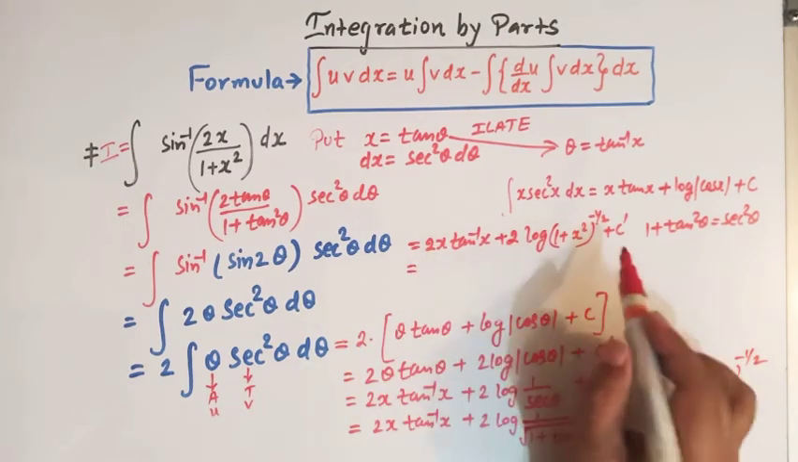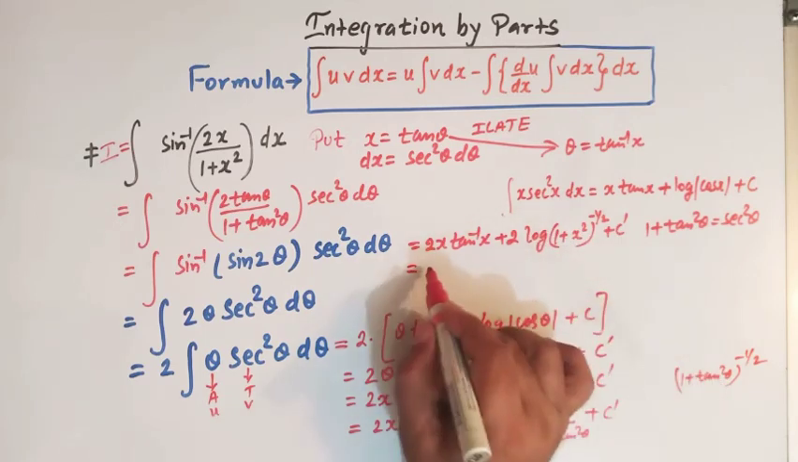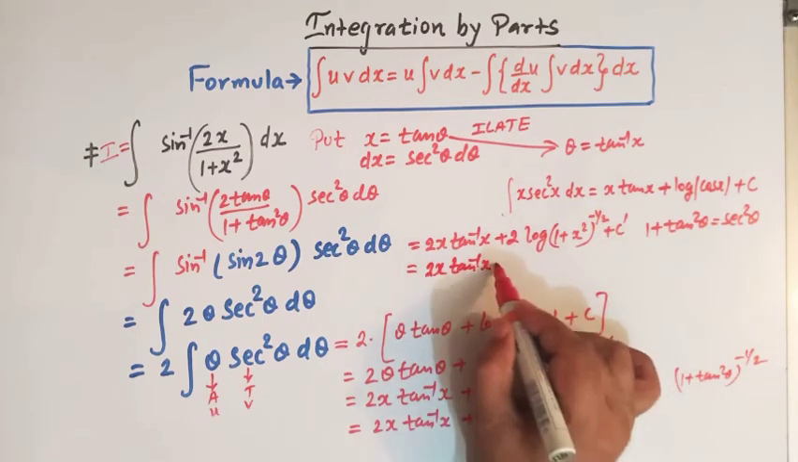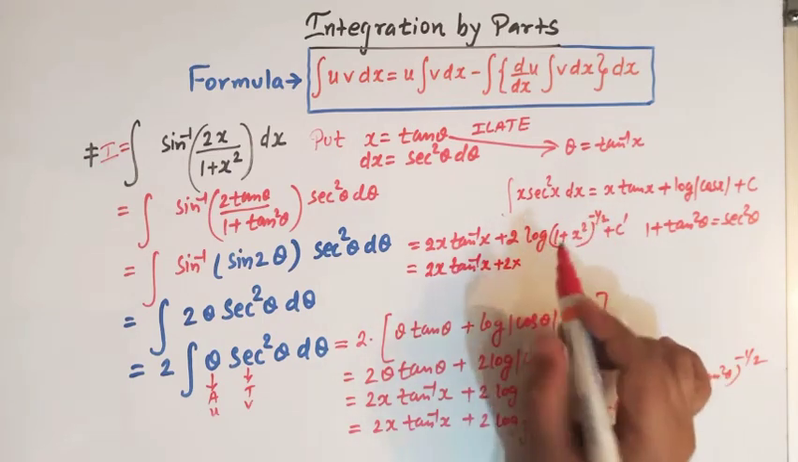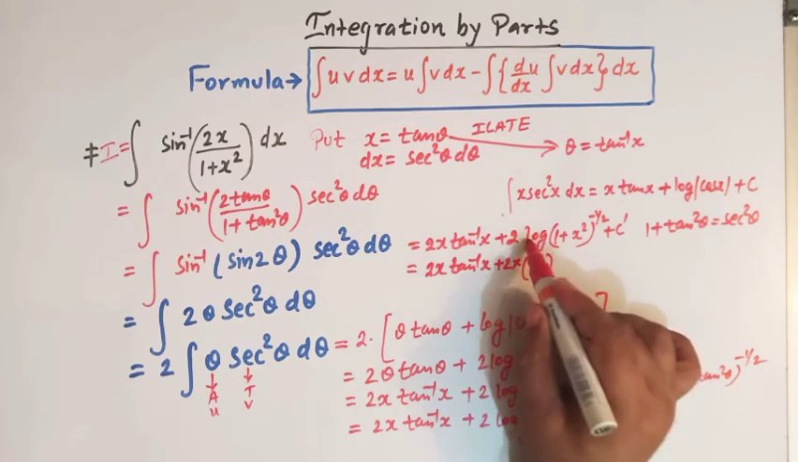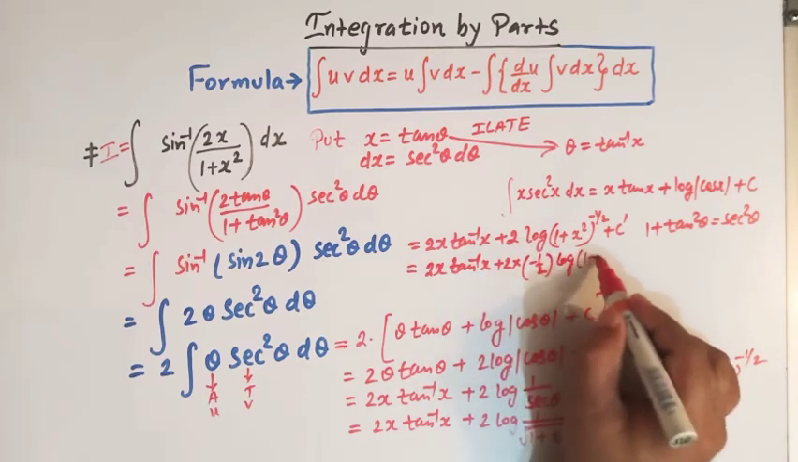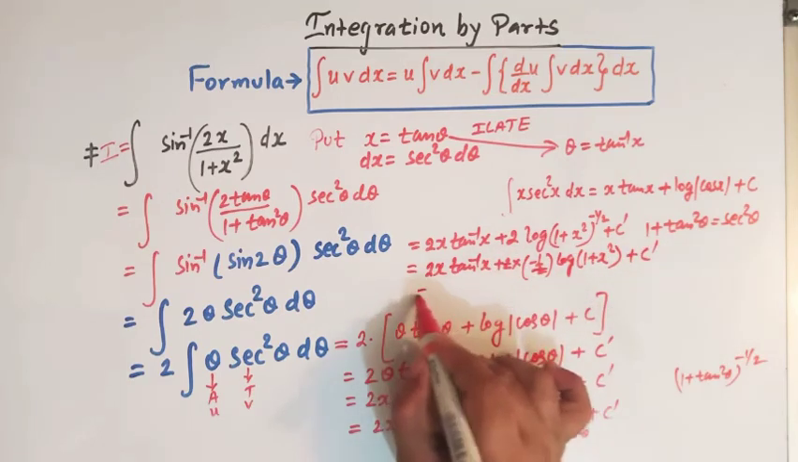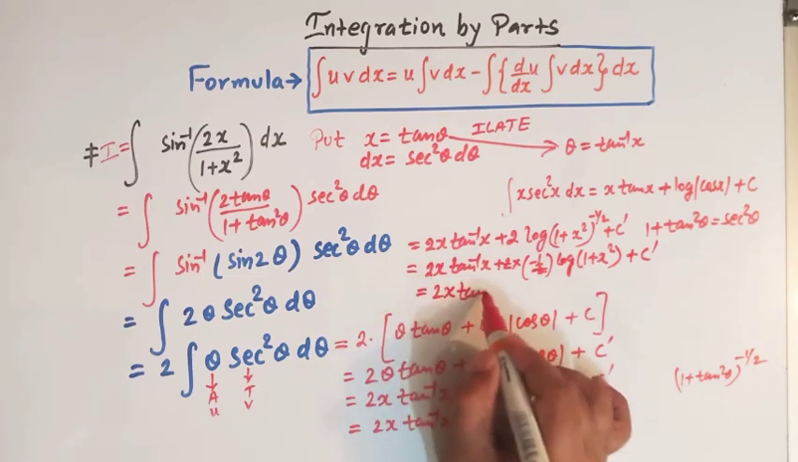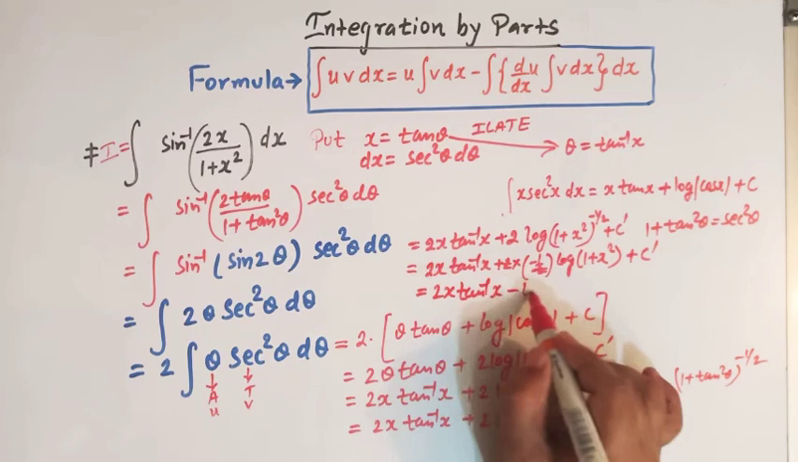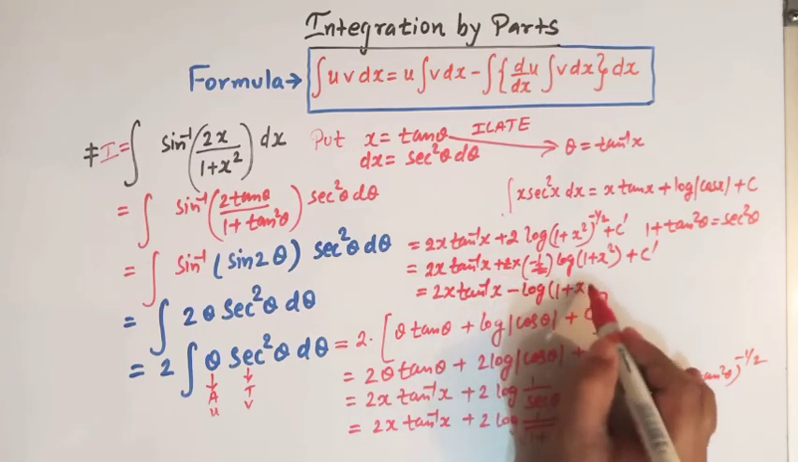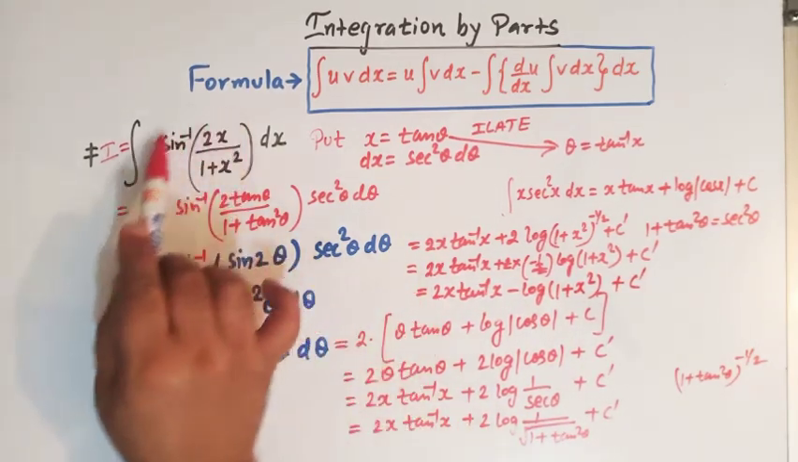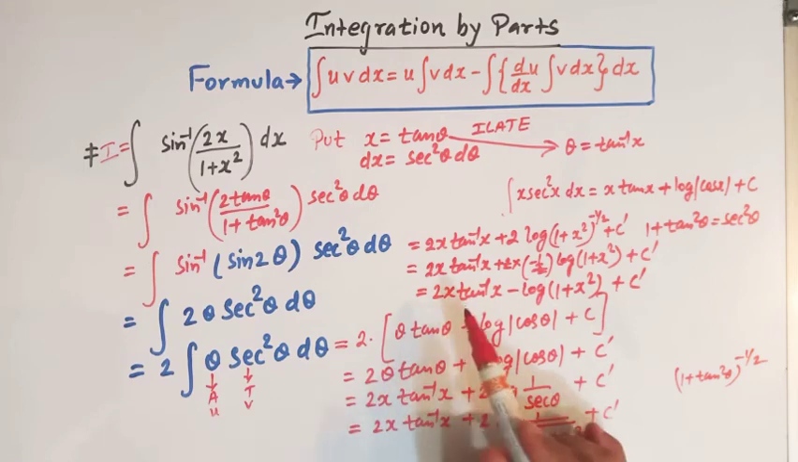Now by making use of the properties of log, we have 2x tan inverse x, and taking this minus half in front of log, we have log of 1 plus x square plus c prime. So here 2 and 2 get cancelled, so we have 2x tan inverse x minus log of 1 plus x square plus c prime. So the integral of this function is given by this expression.